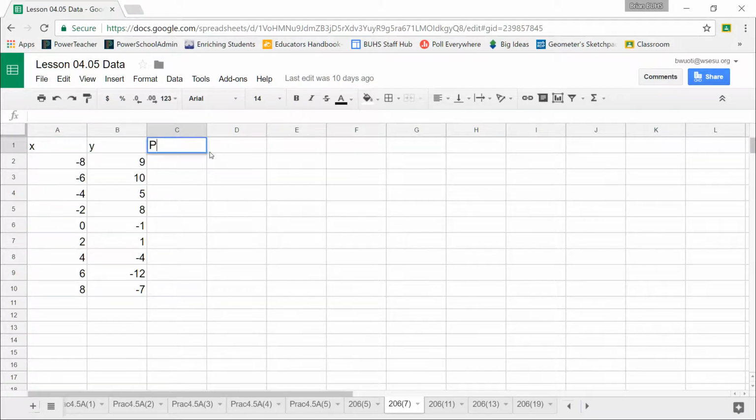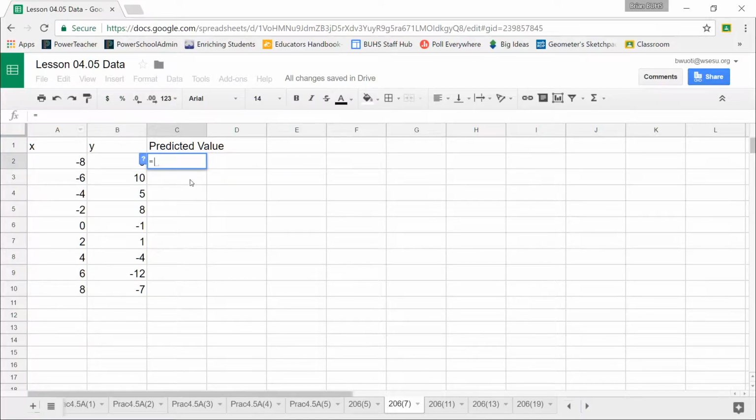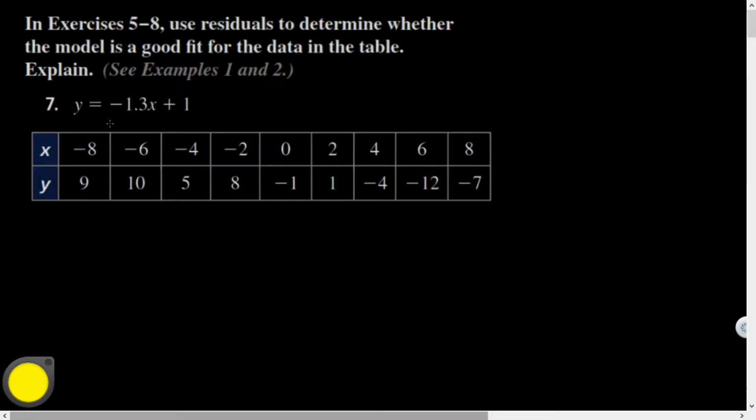All right, so let's write our predicted value here. According to their model, y equals negative 1.3x plus 1. So what I'm going to do is plug in all of these x values and figure out what the predicted y value would have been. I'm going to write an equal sign, because this is an equation, negative 1.3 times my x, which is this value over here, and then plus 1. What this does is it plugs in negative 8 for x in that equation, and it tells me what it's equal to, which is apparently 11.4.